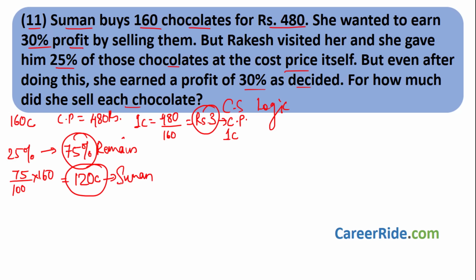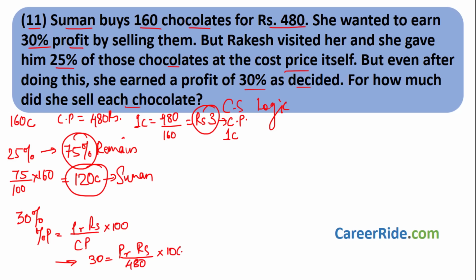Now she wanted 30% profit by selling 160 chocolates. We know percentage profit is nothing but profit in rupees upon the cost price multiplied by 100. So 30 is the percentage, and profit in rupees we do not know. What is the cost price? 480 multiplied by 100. This gets cancelled. So profit in rupees is nothing but 48 into 3, 144. So by selling 160 chocolates at some price, she wanted to earn rupees 144 as profit.